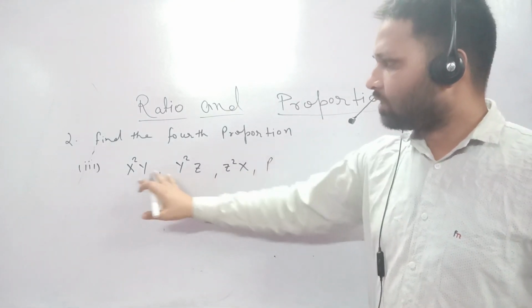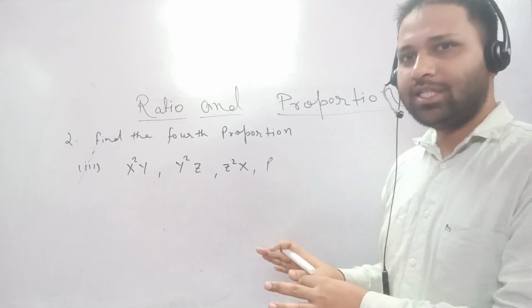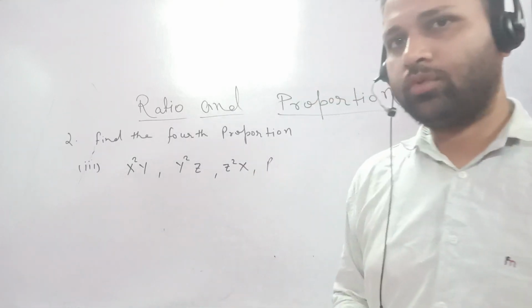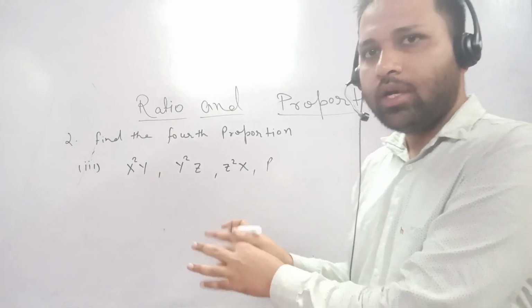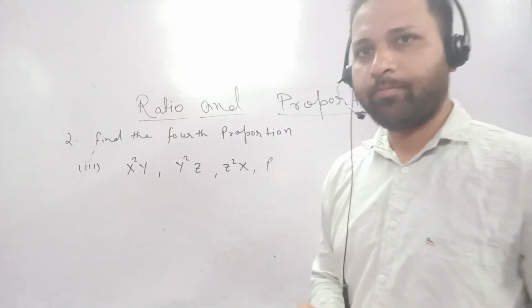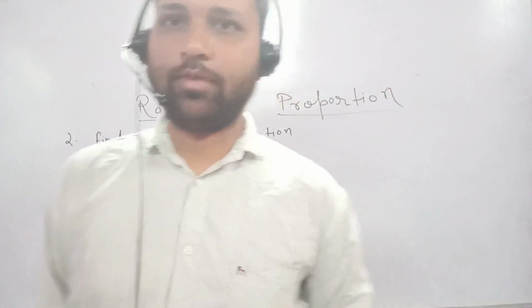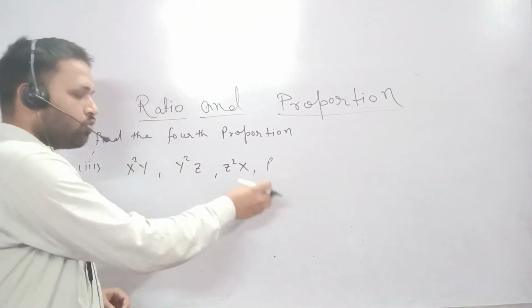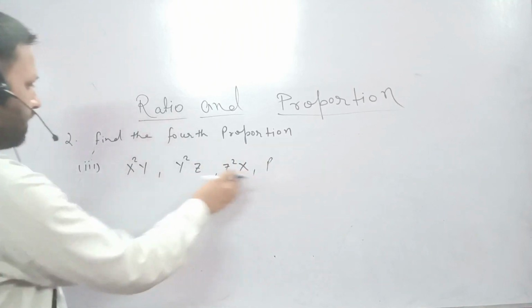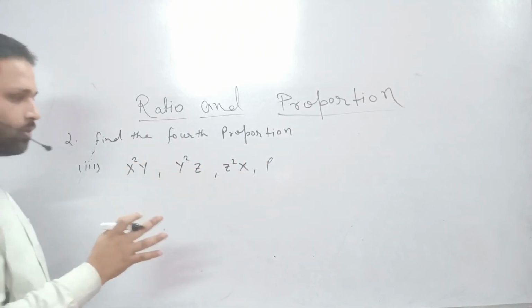You can't take this variable if it is already given; then you take another variable. Otherwise, if you are going to solve the problem, you get confused. So it is necessary to change the variable. Now, I let p be the fourth proportion. Now I am going to start solving. How to solve the question?